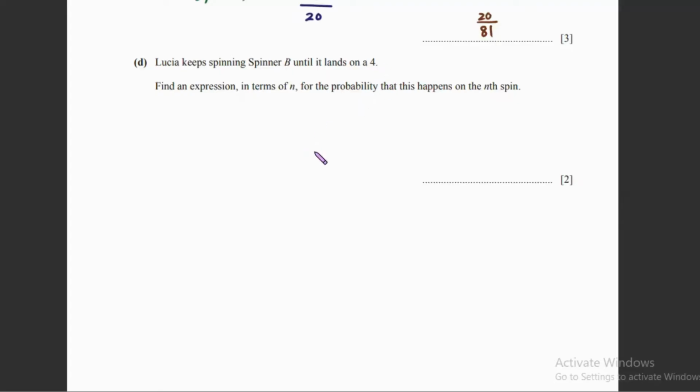So to find the probability for this one, landing on 4, the probability is 4/9 for spinner B. Before this, it does not land on 4, which means it's going to be 5/9. But she would have tried several times. So due to that reason, we would write it to the power n-1. The reason why we deduct 1 is because in this case, we have another term that follows after trying it several times, which ends up giving us this 4/9. So this is going to be our answer.